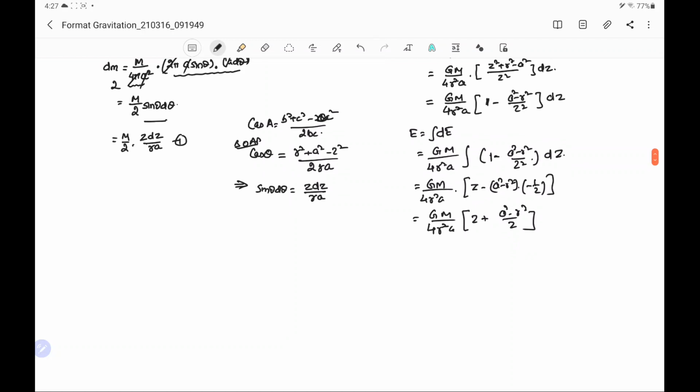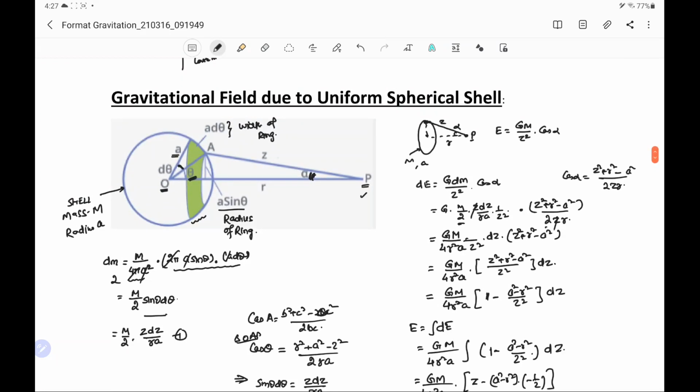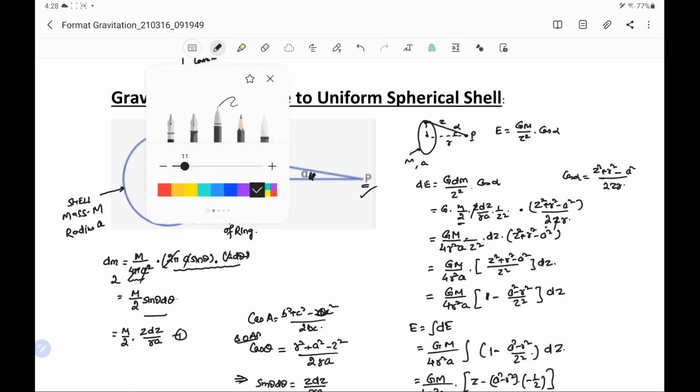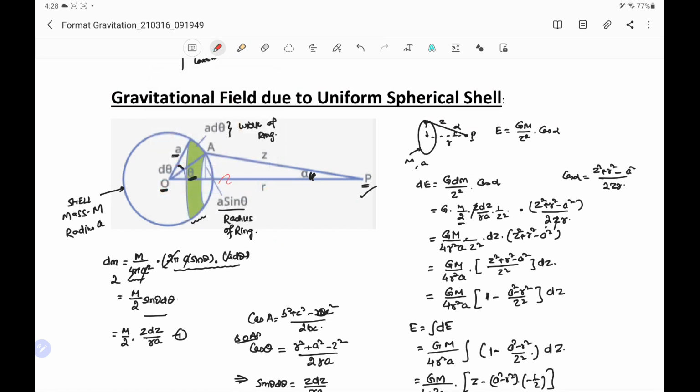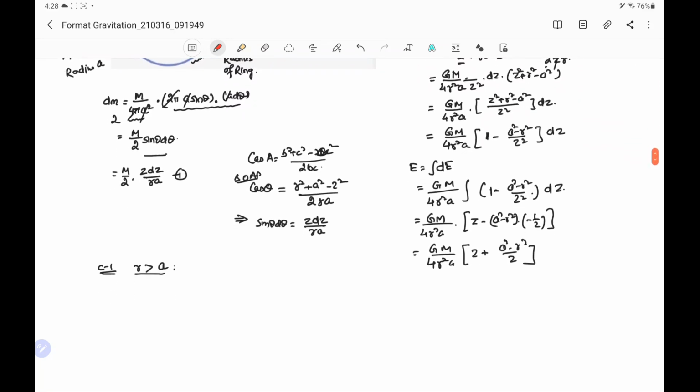Now we take the cases for this spherical shell. Case number 1, when the point is outside the shell. That means point P is lying outside the shell. In that case, as we have done earlier, our limits of integration will be r minus a, which is the extreme point, and r plus a. These limits will include all the elementary rings so that it gives the total gravitational field because of the shell.